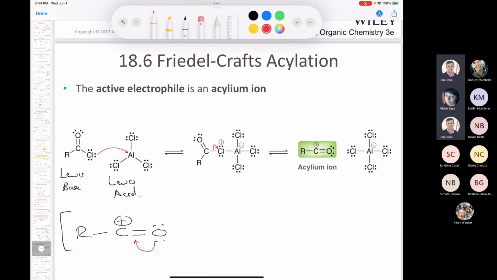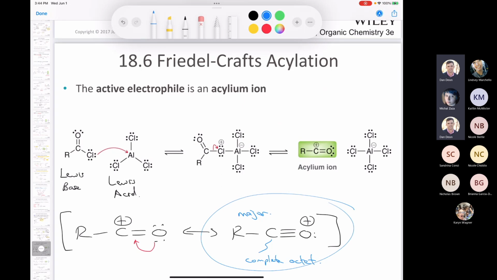But you can draw a resonance contributor. Check this out. You can draw a resonance contributor, which is going to contribute even more to the overall resonance hybrid. This would be the major contributor. Why? Because all atoms have a complete octet, right? The carbon here has an incomplete octet, but now the carbon has a complete octet. And so when I draw the acylium ion, I don't draw it like this. And there's nothing wrong with drawing it that way. It's a resonance contributor. It counts.